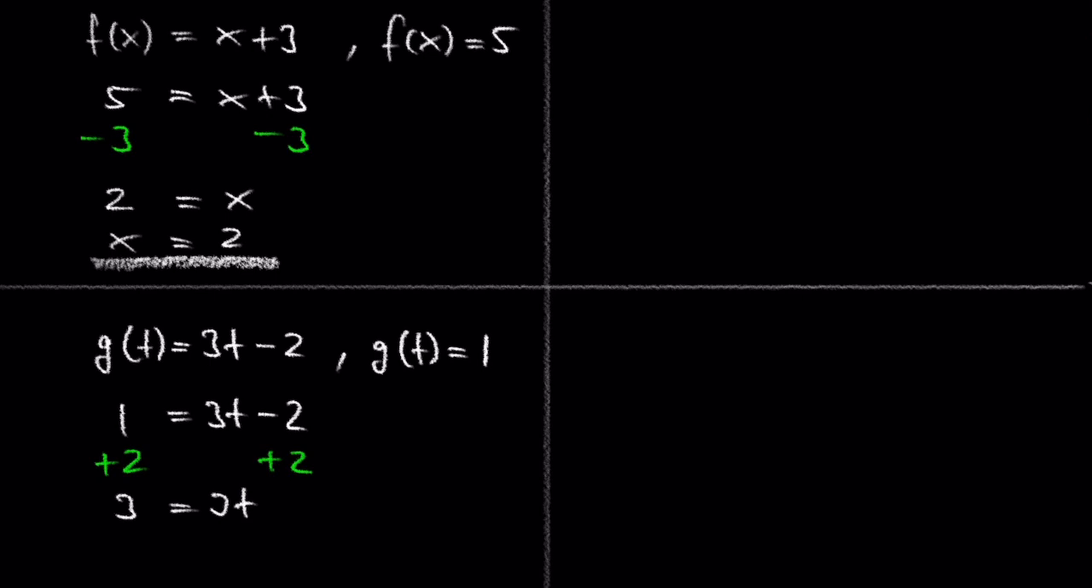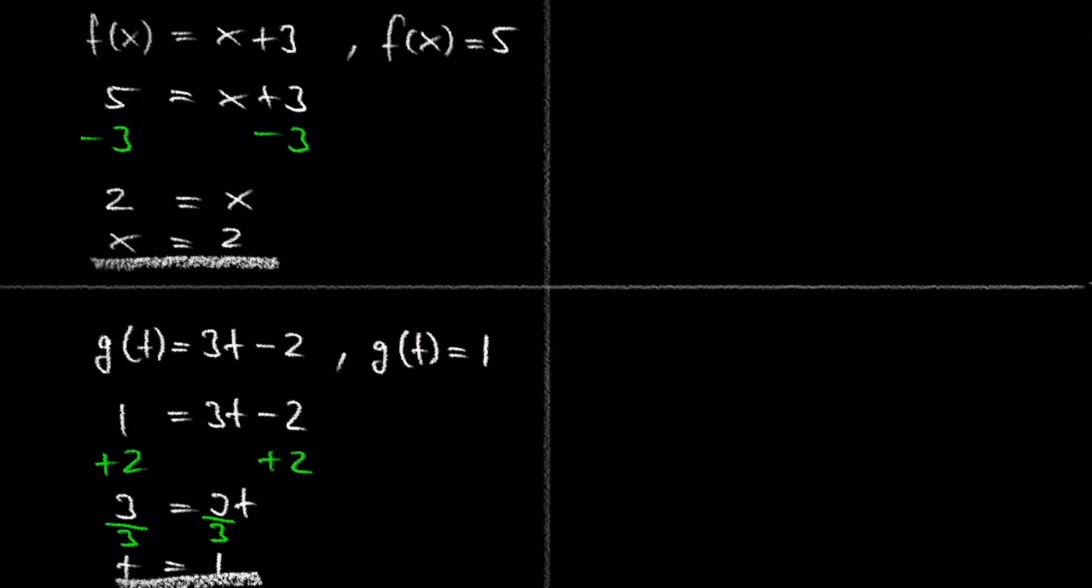And after dividing by 3 on both sides, we get t equals 1. In other words, when the input of the function is 1, then the output is also 1.